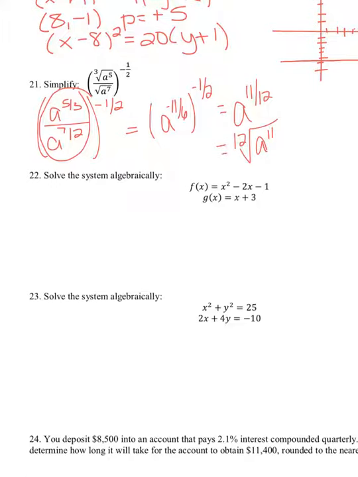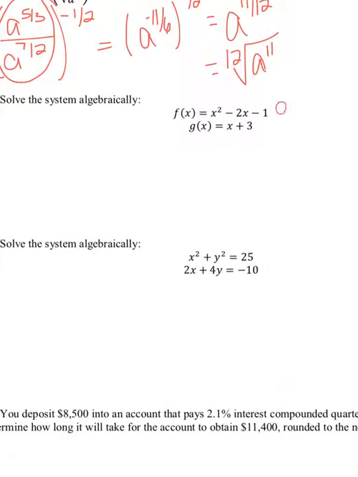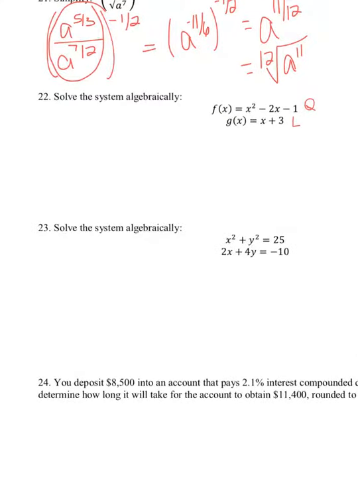22 and 23, we have systems. So for number 22, this is a quadratic linear system, right? This is the quadratic, that's the linear. Set them equal to y, and then set them equal to each other. You're going to use substitution for this.